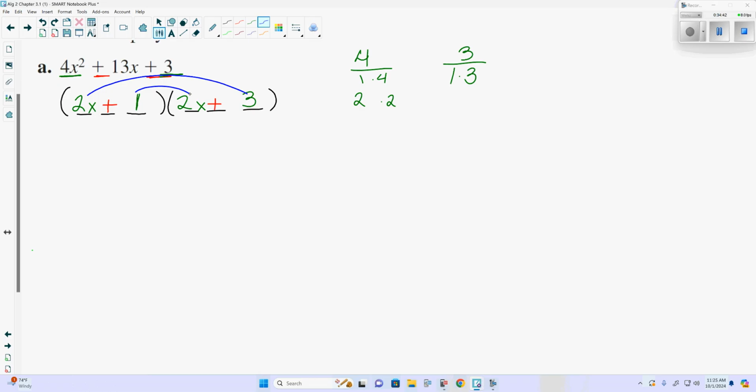Now the main thing we check is our 2x times 3 and 1 times 2x. Because our 2x times 2x is still 4x squared. Our 1 times 3 is still 3. Now 2x times 3, 2x times positive 3, is positive 6x. 1 times 2x is plus 2x, giving us 8x. Positive 8x. Is positive 8x our middle term? No.